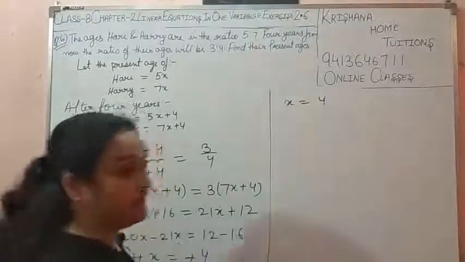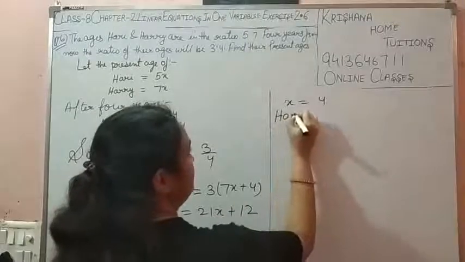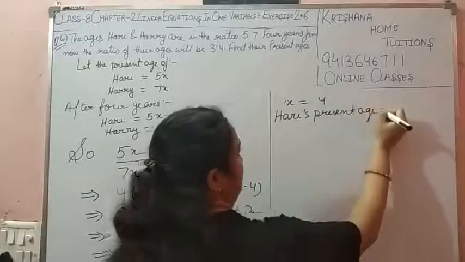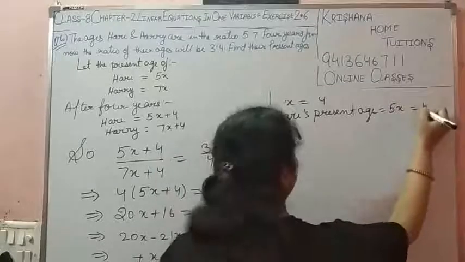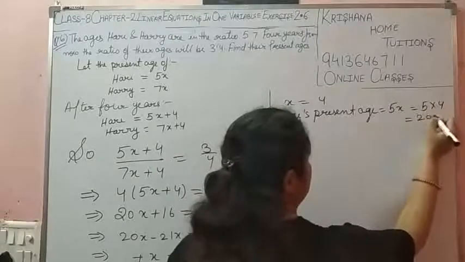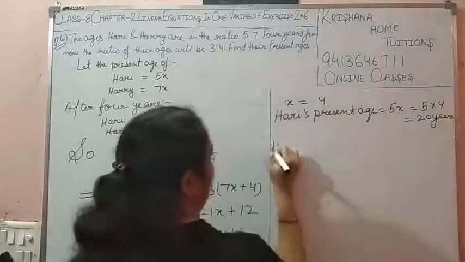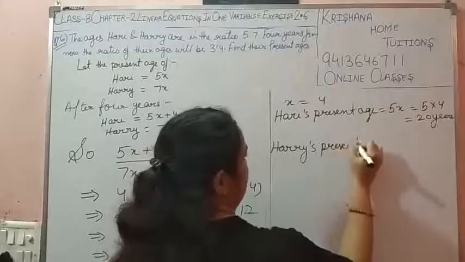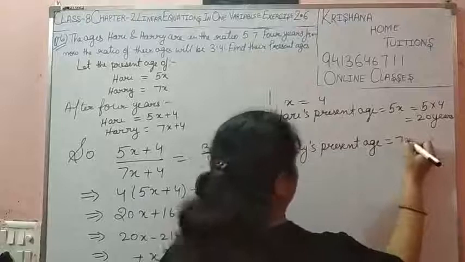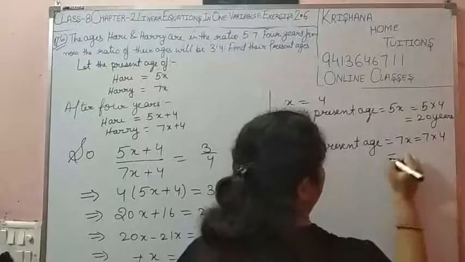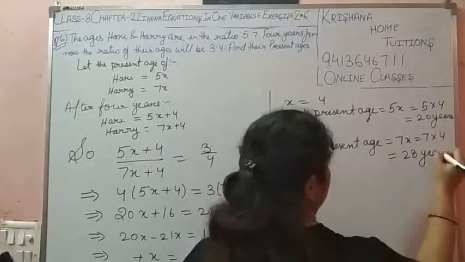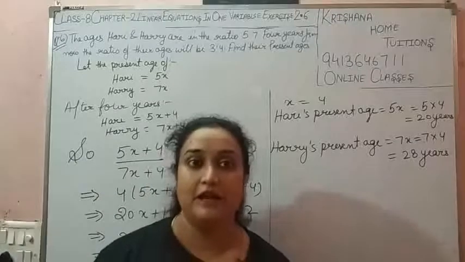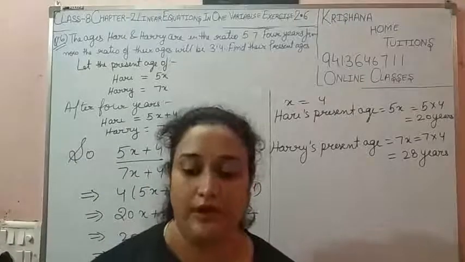This is not the age of anyone. Now Hari's present age is equal to 5x. That is 5 into 4, 20 years. And Harry's present age is equal to 7x. That is 7 into 4, 28 years. This is the solution and this is a very easy question. We have to apply only the concept. If we apply the right concept, the answer will be right.